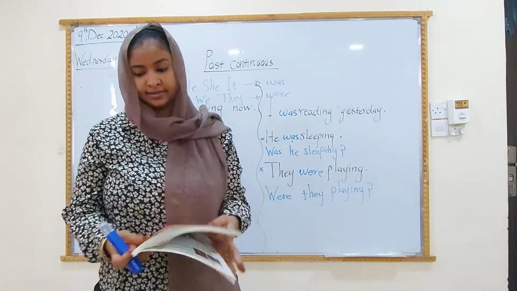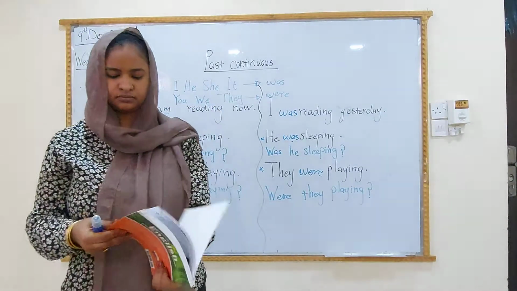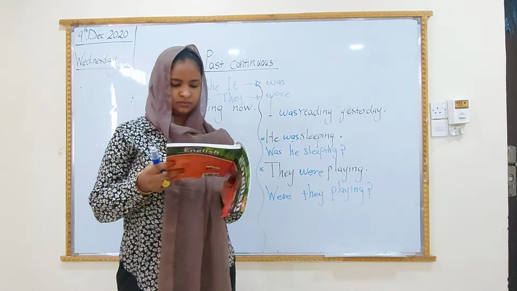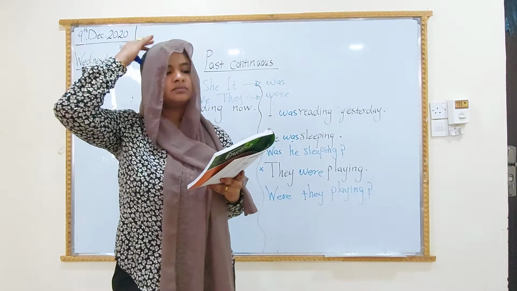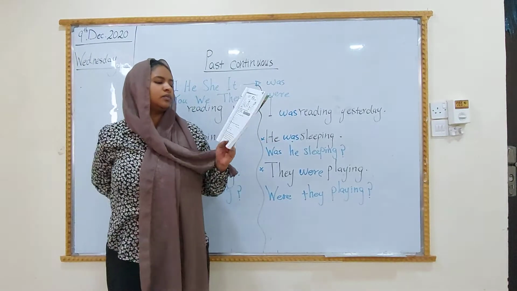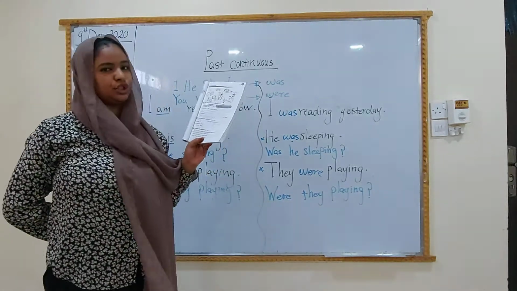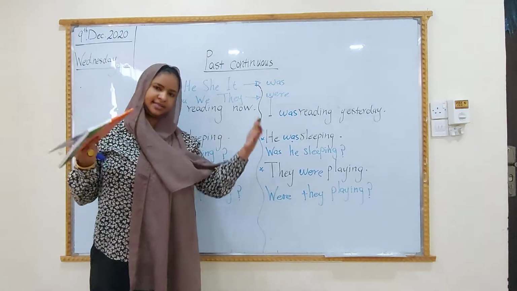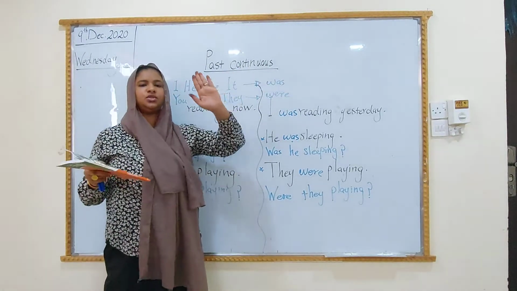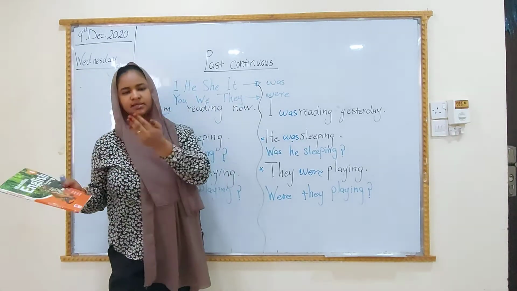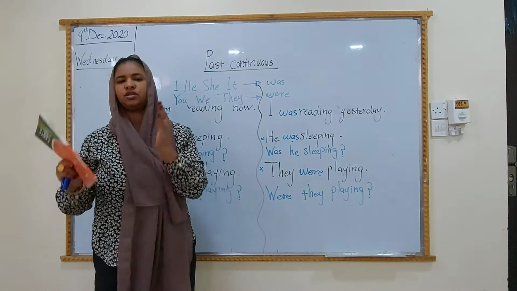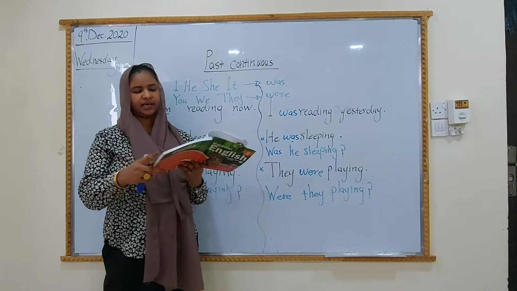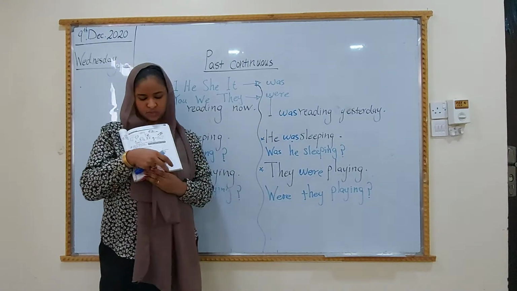Now you can open your practice books. Page 13. It's also about the past continuous. We said that when you want to speak about things happening in the past that took a long time, we use the past continuous. We just change "is" to "was" and "are" to "were", because "was" and "were" are the past of "is", "am" and "are". Okay? You can look at this page and solve it. It's page 13.